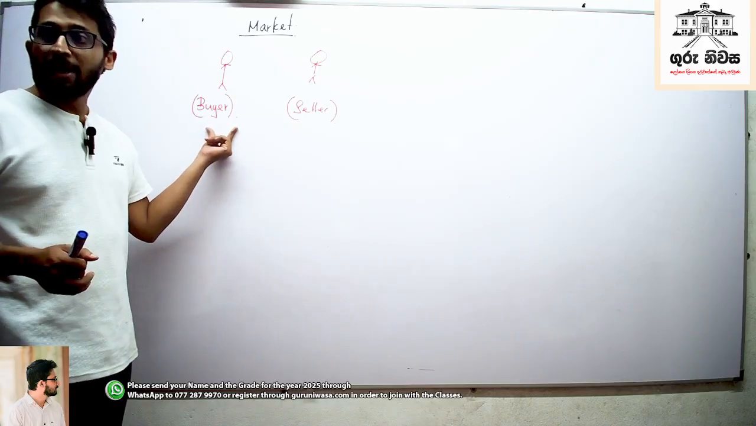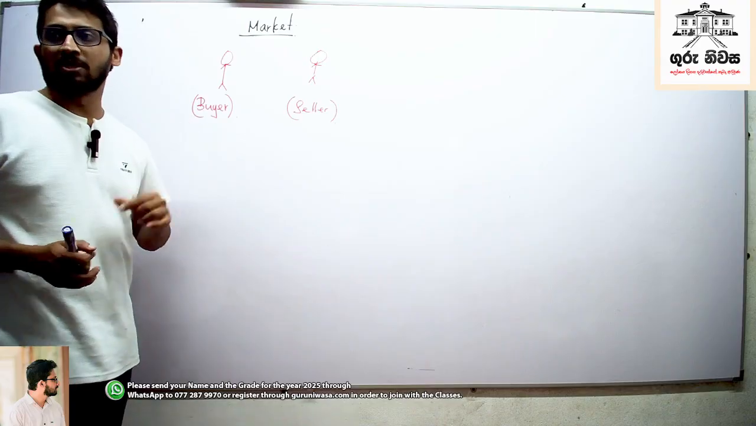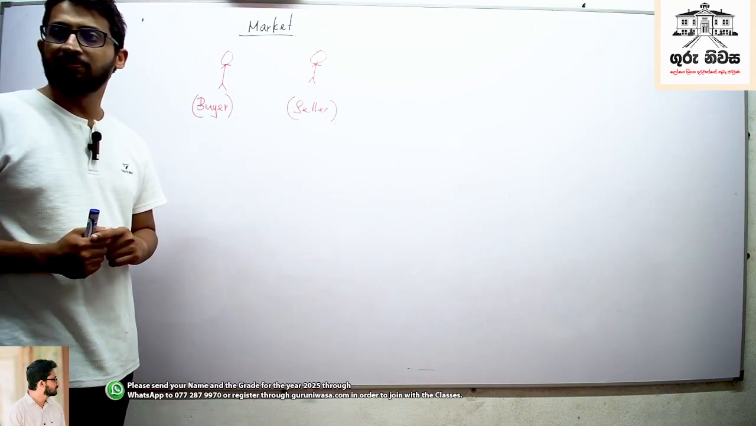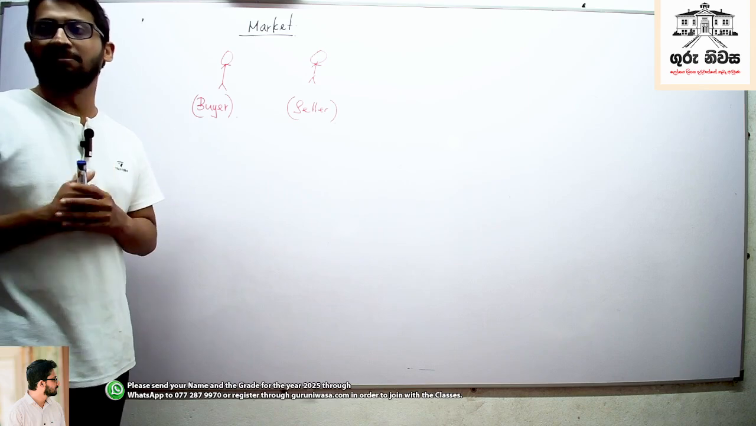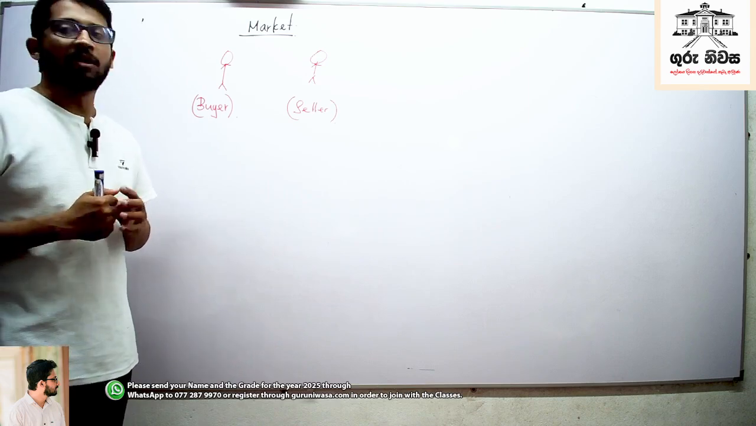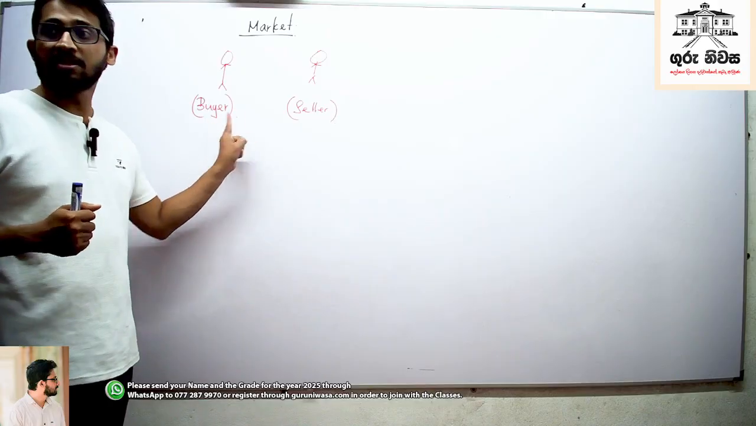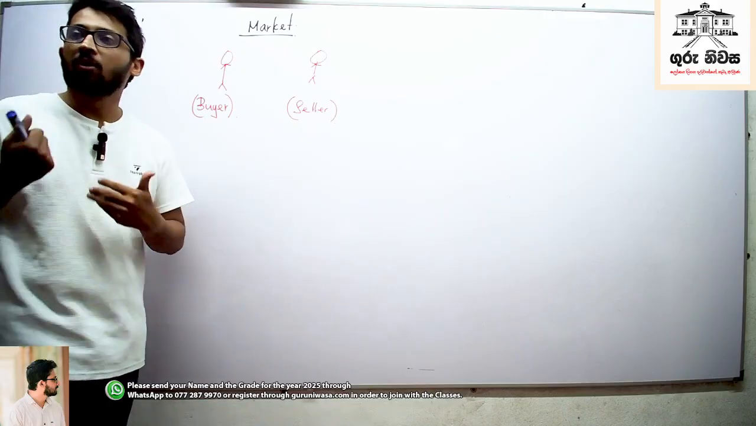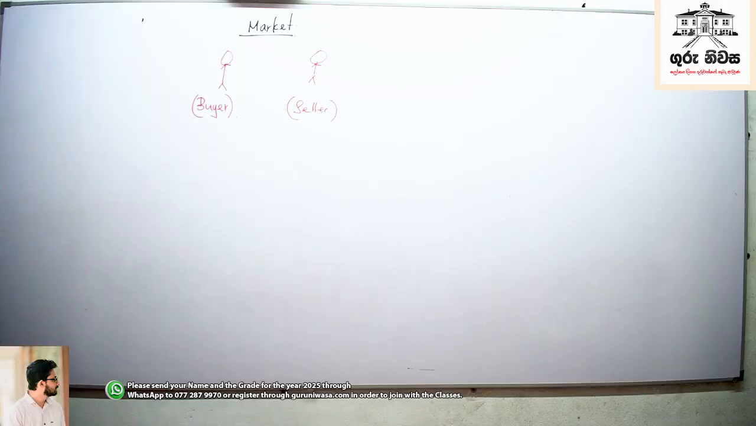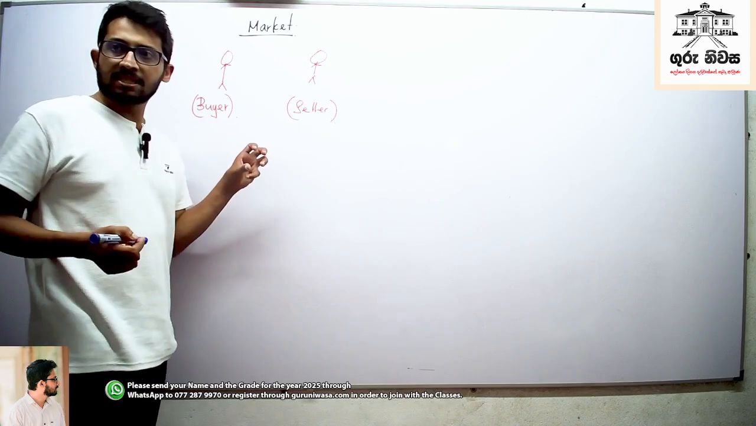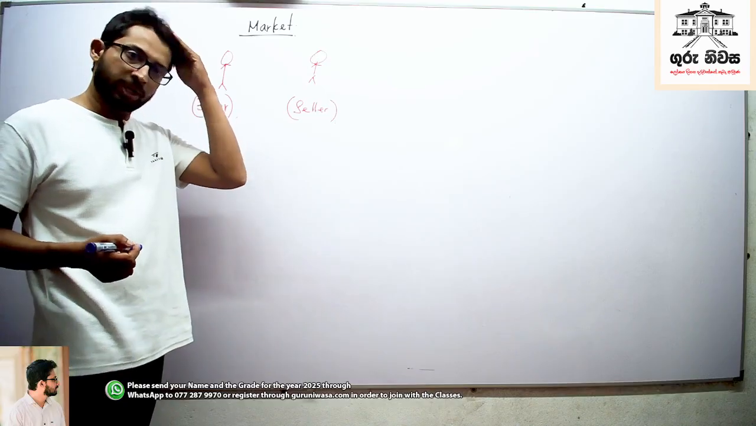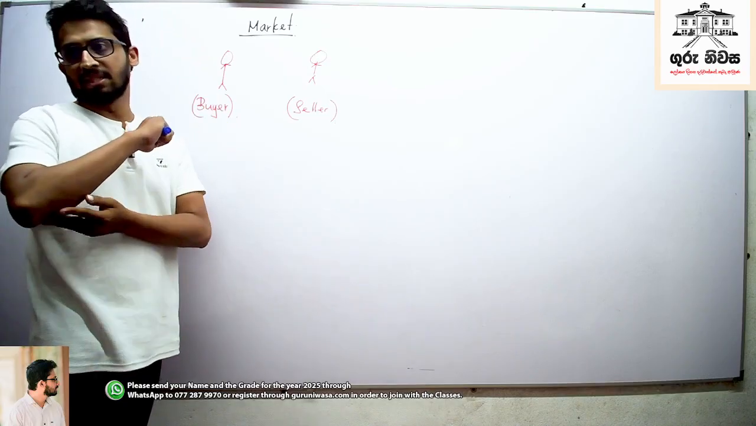So there are two main parties. These are called active forces. Why? They are really active, and rational. Buyers and sellers are always rational. They try to get maximum benefits. So remember, a market means any place where buyers and sellers meet together to exchange goods and services.